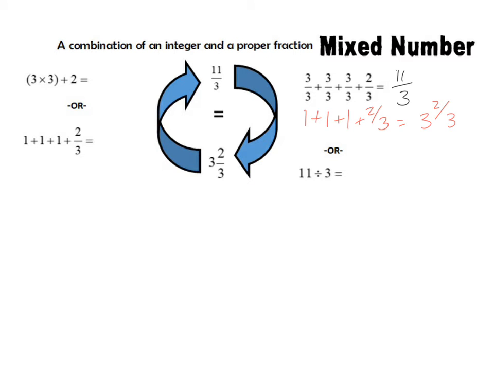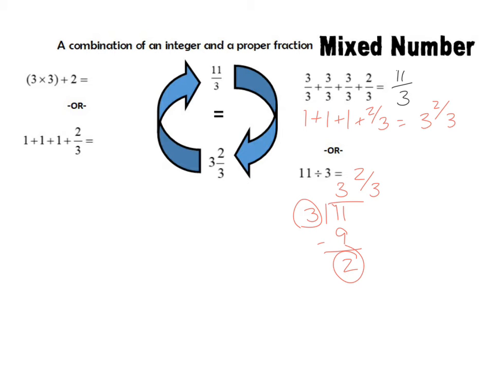So 11 divided by 3. I'm just going to use long division to divide this out. I know that 3 goes into 11 3 times for a total of 9, which gives me 2 leftovers. Anytime that you have a remainder in a division problem, we write that as a fraction with the remainder over the number you divided by, 3 and 2/3. Both ways work.